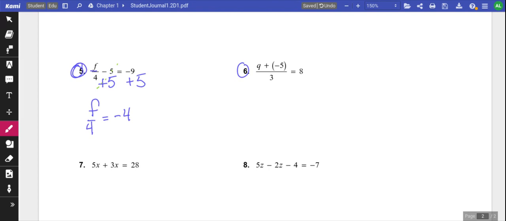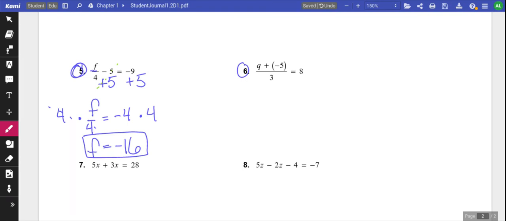So I want to think, okay, well, I'm dividing right now by 4. So what's the inverse operation of division? It's multiplication. So I'm going to go in and multiply each side of the equation by 4. Okay, these are going to cancel out. So this is just going to be f is equal to negative 4 times positive 4. That's going to be negative 16. We've got our variable equal to a number, so that's our answer here.